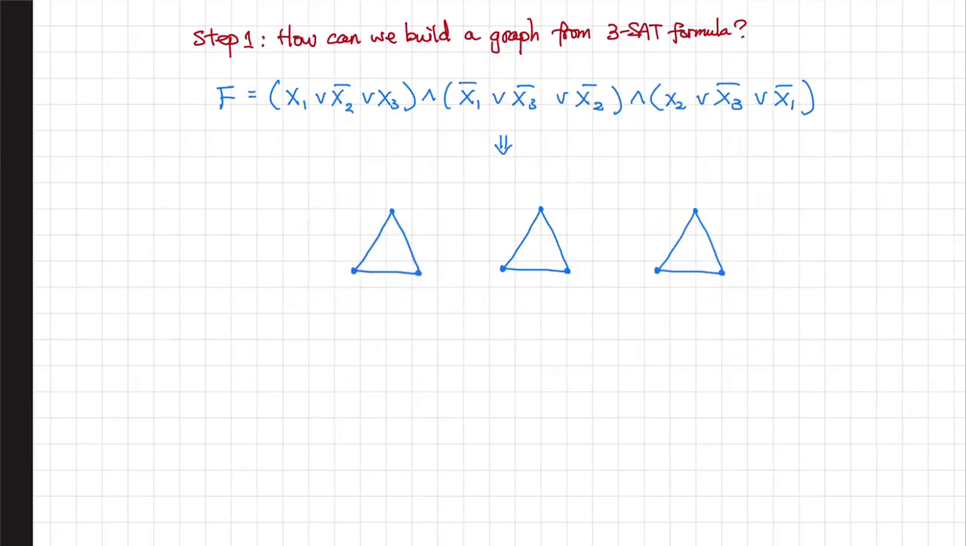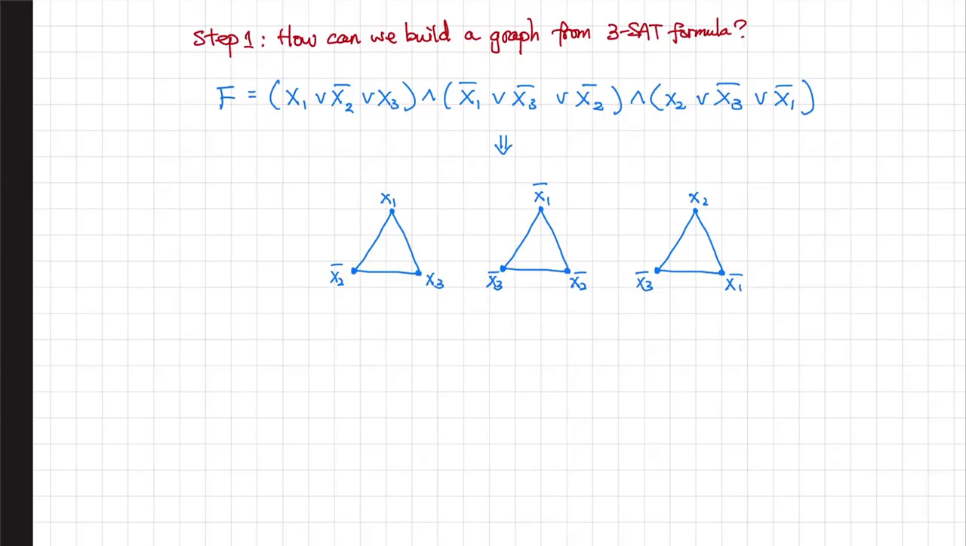Now each triangle has 3 vertices, right? Each vertex represents a variable in the class. So if you look at the first class, we have x1, x2's complement, x3. For the second class, I have x1's complement, x3's complement, x2's complement. Now for the last class, I have x2, x3's complement, x1's complement. Do you see that? So that's the first step.